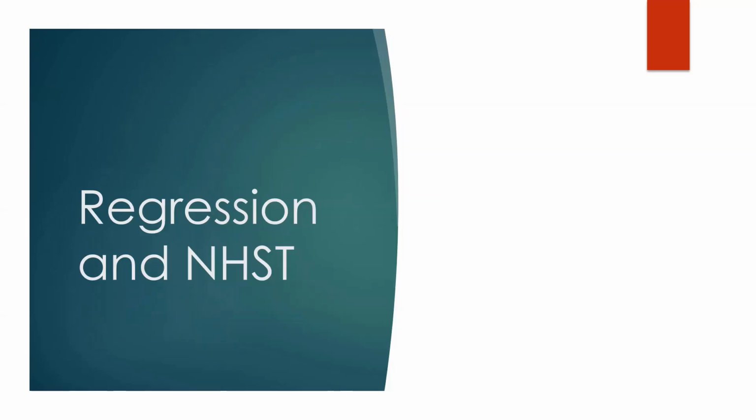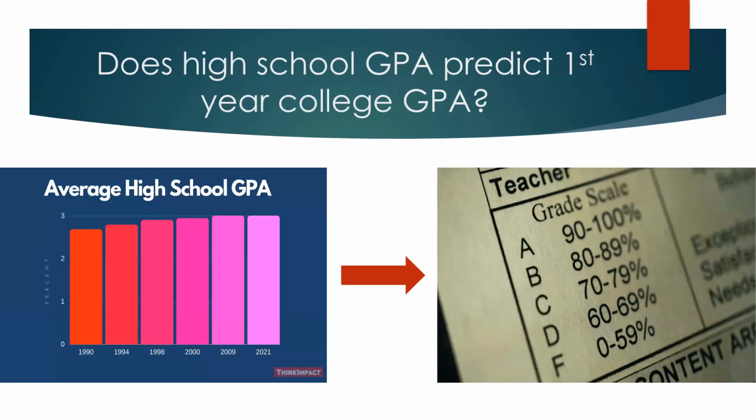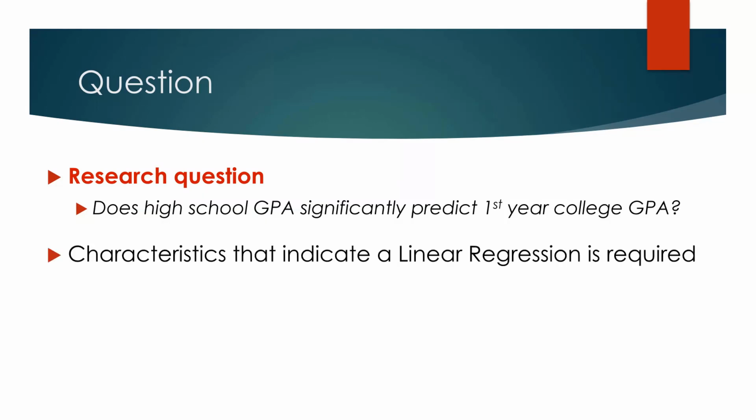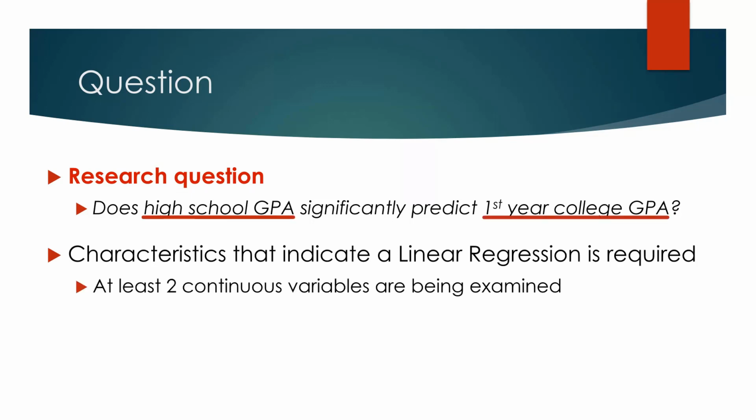Alright, everybody, let's wrap up our discussion of regression in the context of hypothesis testing. So we're going to take that same scenario that we worked with last time. We have this general question of, does high school GPA predict first-year college GPA? So we have to take that question and make it more specific, more technical for our research question. With the way that this question was phrased, all we had to add was significant. So does high school GPA significantly predict first-year college GPA? Adding that technical term is what makes this more precise, because we're dealing with statistical significance in hypothesis testing.